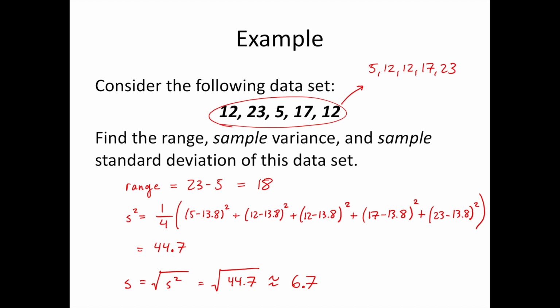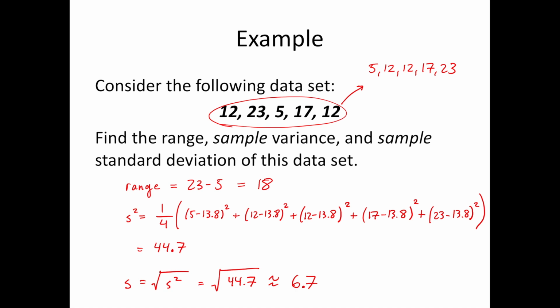So first, to find the range, we have to order our data set in the upper right-hand corner. We see that the max value is 23, the min value is 5, so 23 minus 5 is 18. I have no notation for the range, so I just call it the range. And it's 18 what? Well, it'd be whatever units the original data set are in.